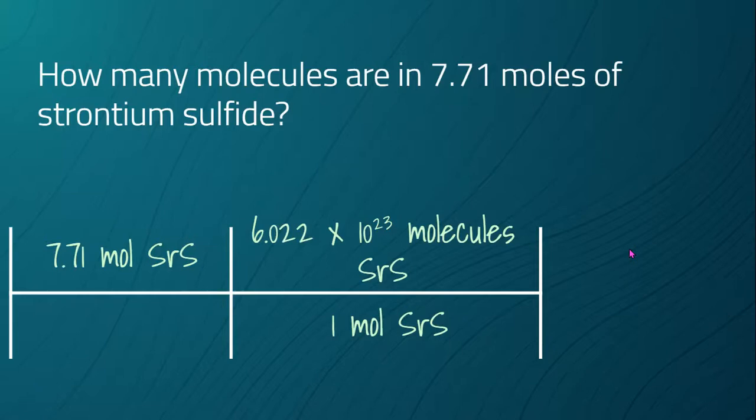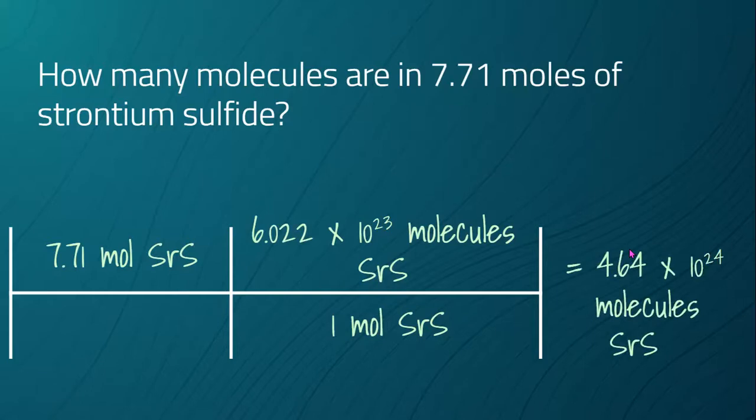Now that my moles of strontium sulfide cancel out and I am left with molecules of strontium sulfide, I can multiply across the top and divide by the bottom. So 7.71 times 6.022 times 10 to the 23rd divided by 1 will get you an answer of 4.64 times 10 to the 24th molecules of strontium sulfide.